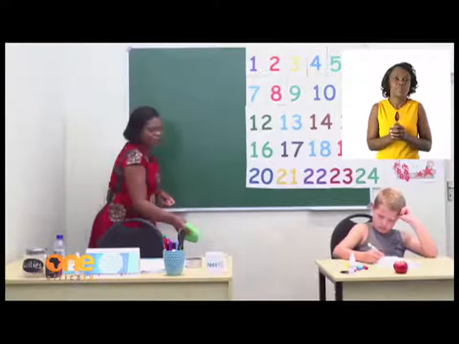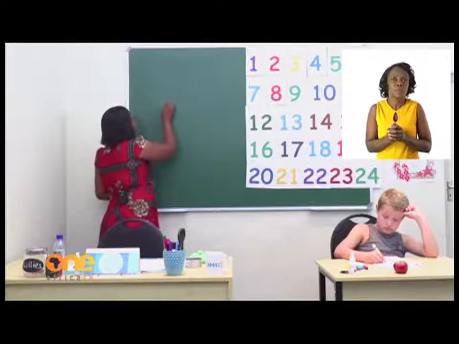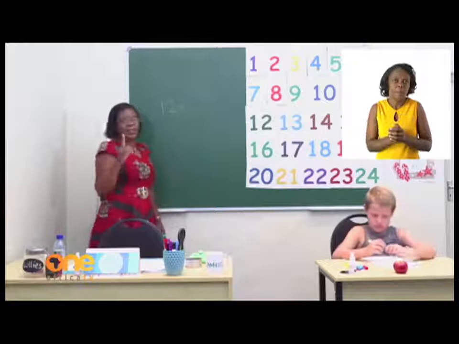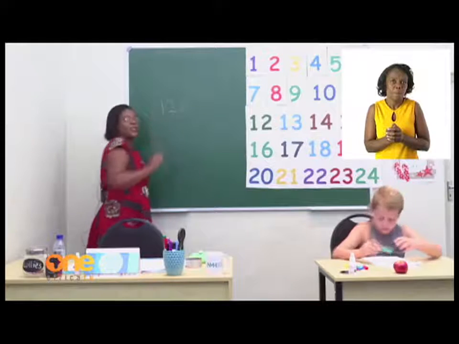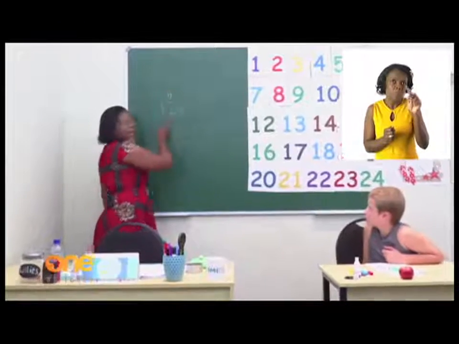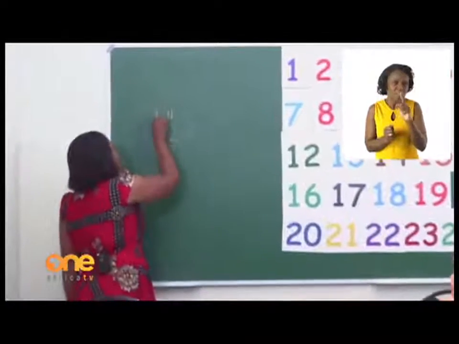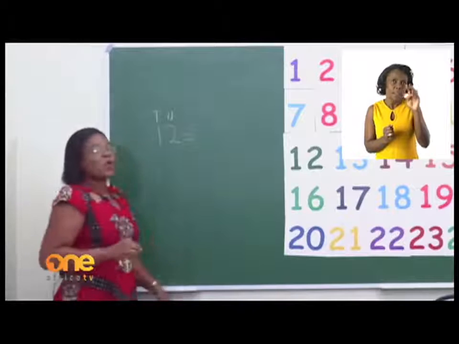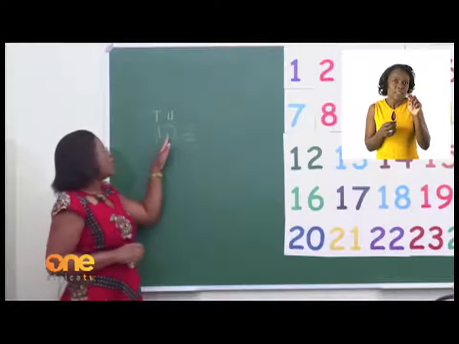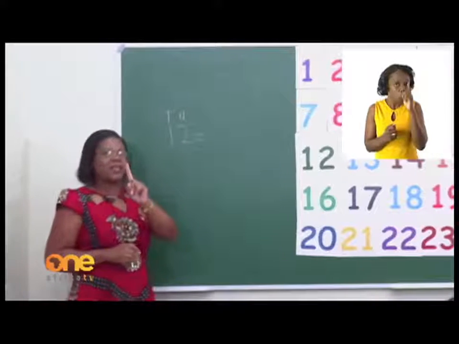When we are breaking down the number 12, how do we break it down? Remember the place values. A 2, what place value does it have? A 2 is a unit, and the 1 is a ten. So how many tens do we have? How many units do we have? We have only 1 ten.